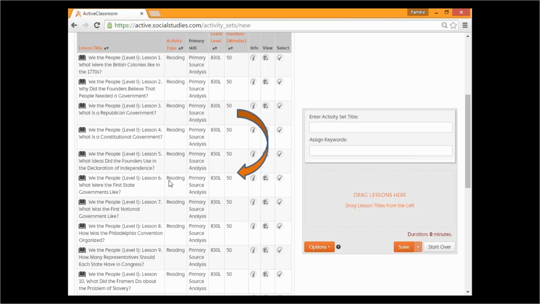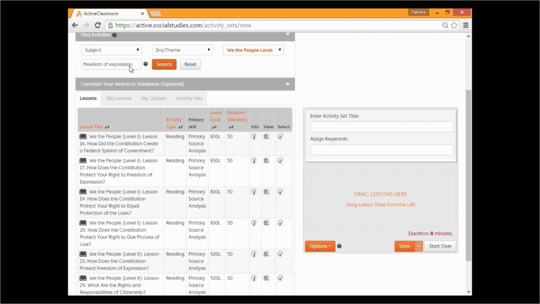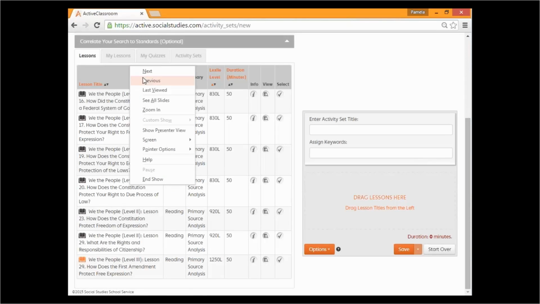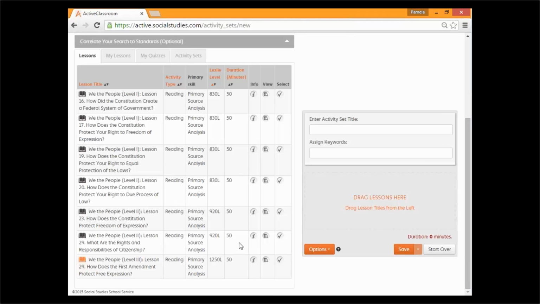So rather than looking at just the 830s, let's do something a little different. Let's add a keyword. For keyword, let's add freedom of expression, and then hit search. This is going to allow us to see a little bit different mix of Lexile levels here. We have a level 1, a level 2, and a level 3 lesson, all designed to talk about freedom of expression. Let's take a look at this first one.